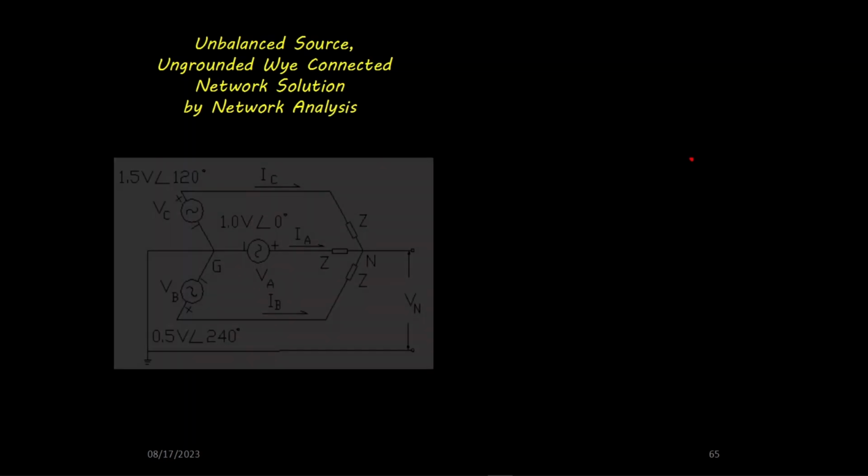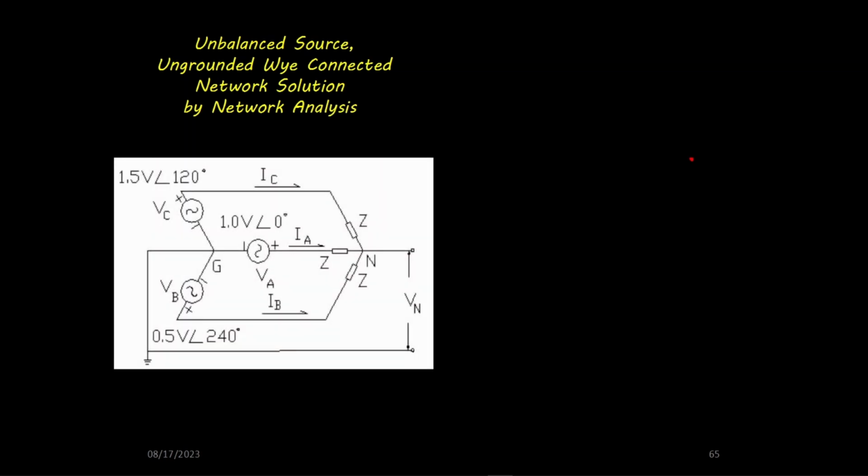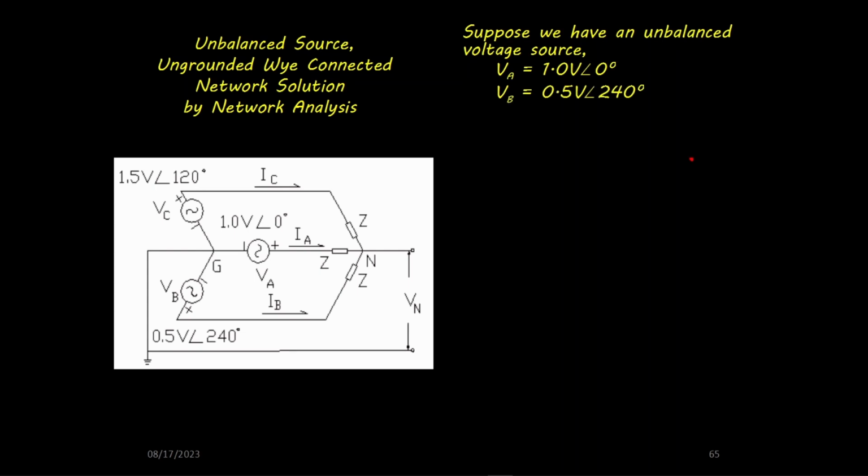We will now solve a problem of an unbalanced ungrounded Y-connected network supplied with an unbalanced source using network analysis. Suppose we have an unbalanced voltage source: VA equals 1.0 volts at 0 degrees, VB equals 0.5 volts at 240 degrees, VC equals 1.5 volts at 120 degrees.